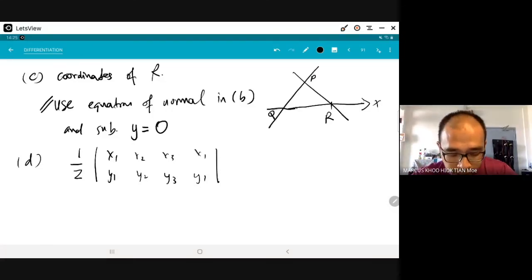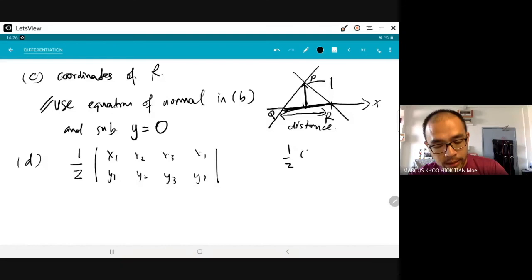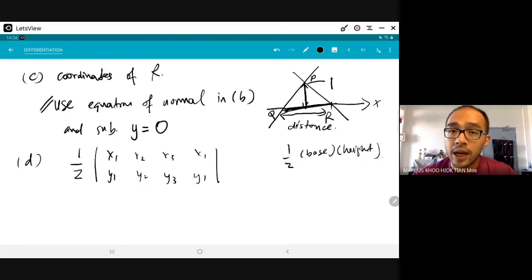You can actually find this distance. And actually you already know this distance. What is its height? Its height is 1. Because the y coordinate is 1. So all you need is just the distance between Q and R. Then you can use half times base times height. Half times base times height.